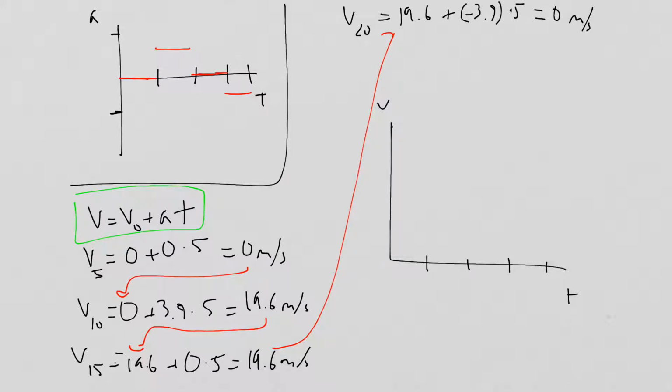So from 0 to 5, velocity is 0. From 5 to 10, at the end of 10 seconds, we know we're up at like 20 meters per second. And we know with a constant acceleration, the velocity must be linear, so I need a linear shape. Then from 10 to 15, it doesn't change because there's no acceleration. From 15 to 20, it goes right back to 0. Right, so it should look something like that.